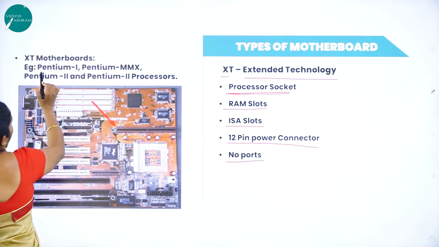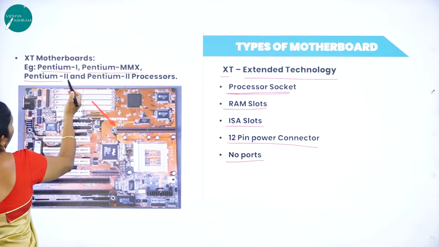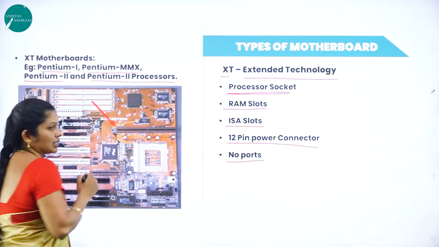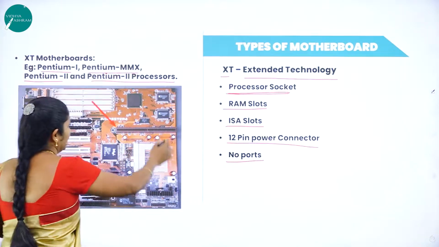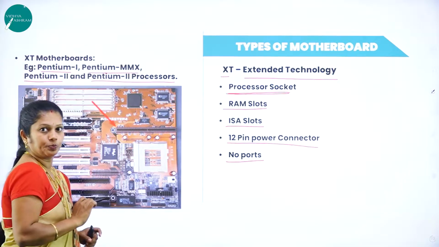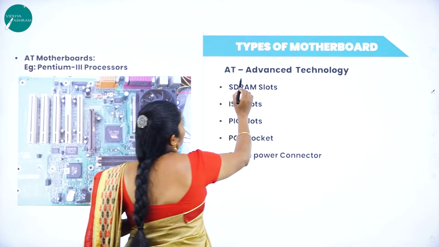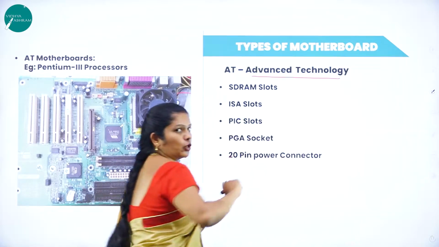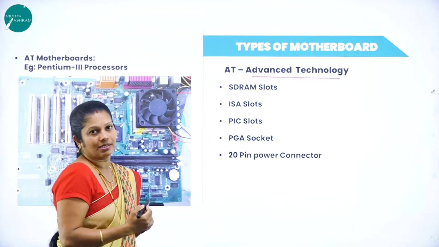Examples for that are Pentium 1, Pentium MMX, Pentium 2. These are a few examples for XT motherboard. If you see the structure, this is the structure of Pentium 2. Now is it clear? Next we will discuss AT, that is Advanced Technology. This is the second type. Then what do you mean by this advanced technology?